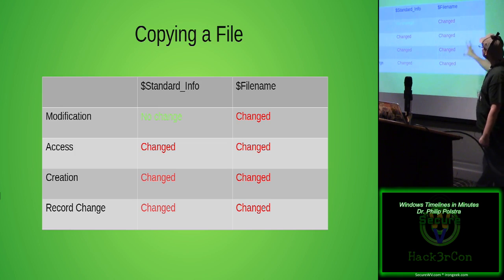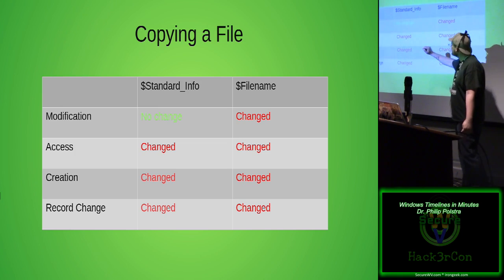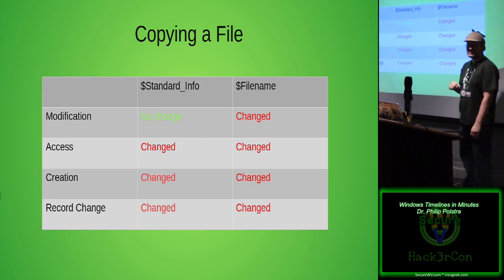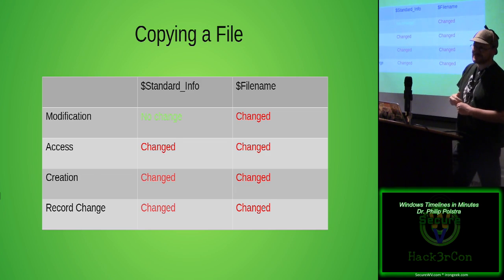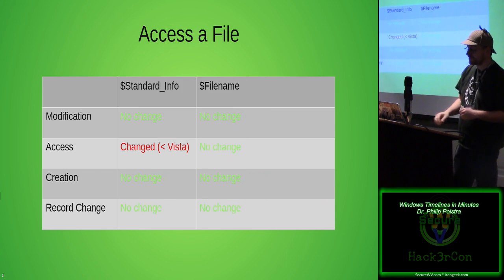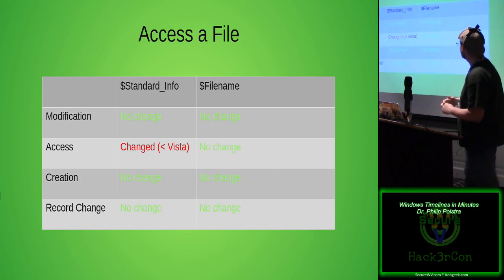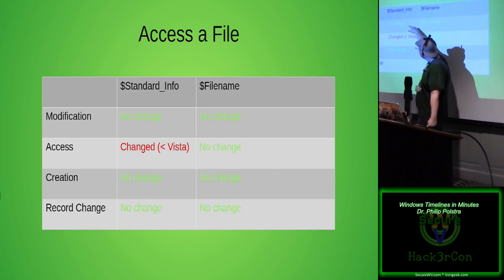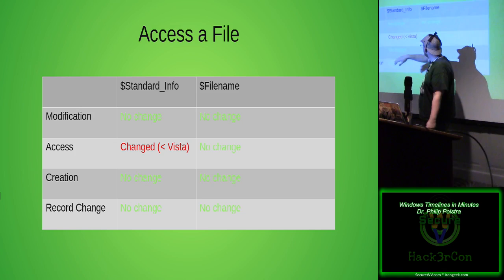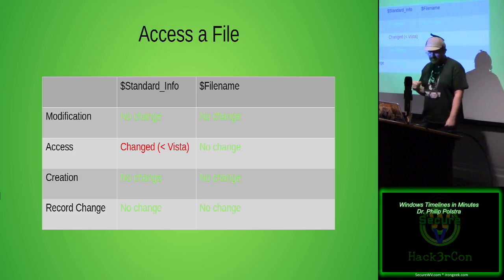So here are some of those rules. If you copy a file, when you copied it, you have the same standard info modification time. All the other timestamps in the file name attribute or attributes in standard info, they get changed. That's the way it works today when you copy a file.